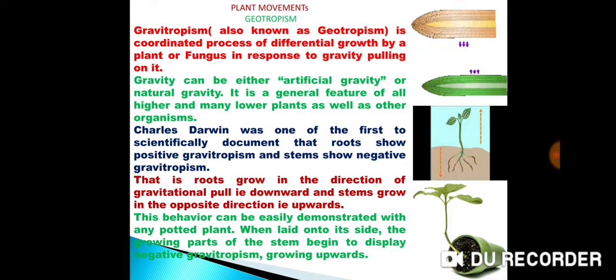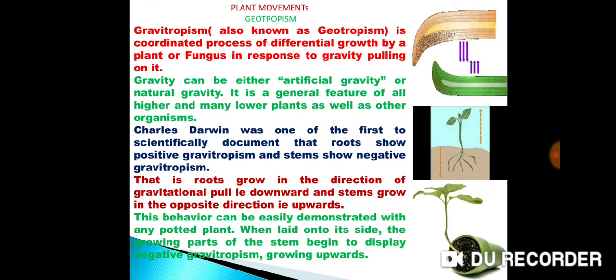Geotropism, also known as gravitropism, is the coordinated differential growth of a plant or fungus in response to gravity pulling on it. Gravity can be either artificial gravity or natural gravity. It is a general feature of all higher and many lower plants, as well as other organisms.